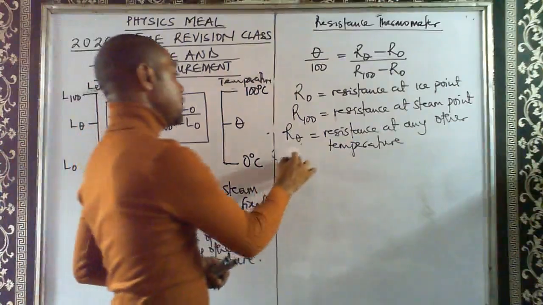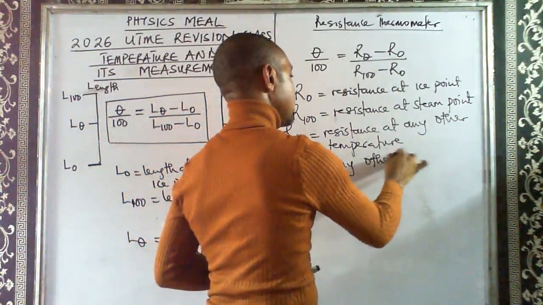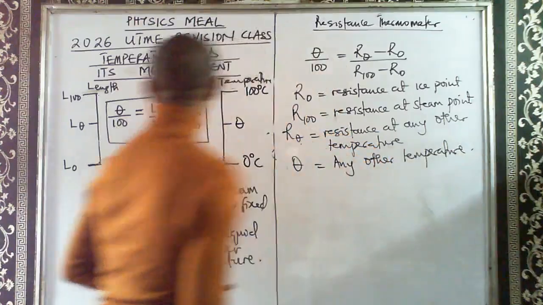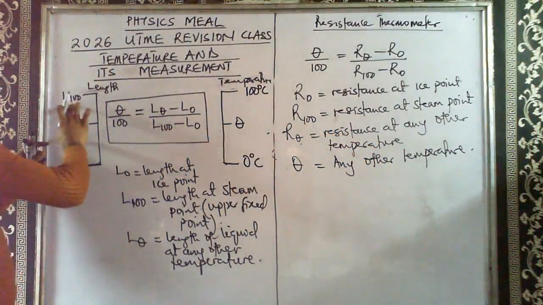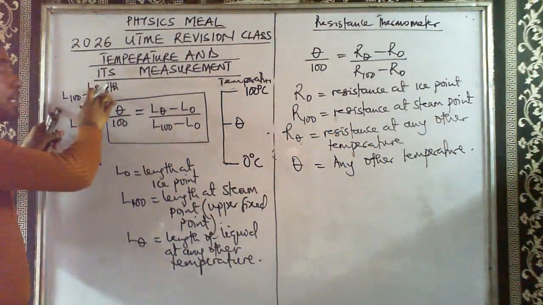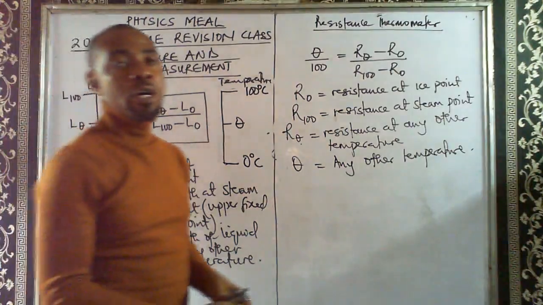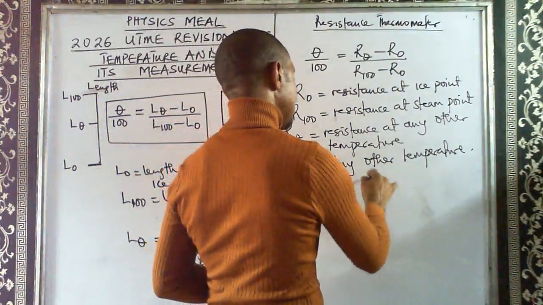So where theta now is any other temperature. So you notice that this now can be written in terms of resistance. Instead of length, we have resistance. And we can still do the same for gas thermometer, the constant gas volume thermometer.